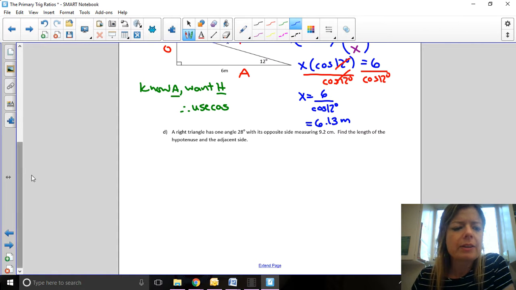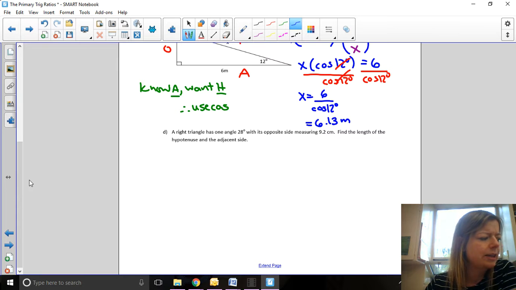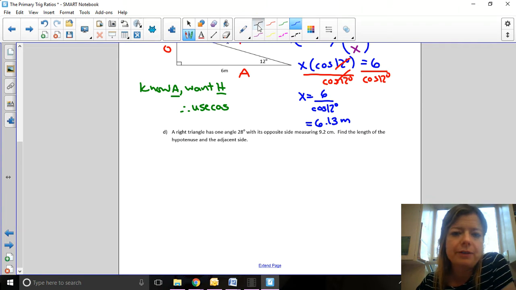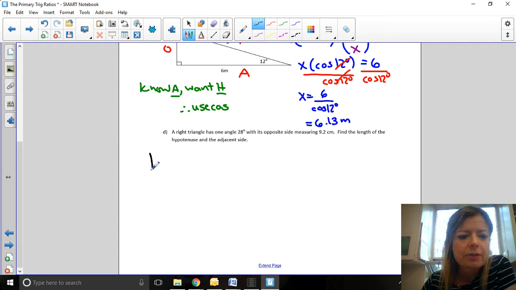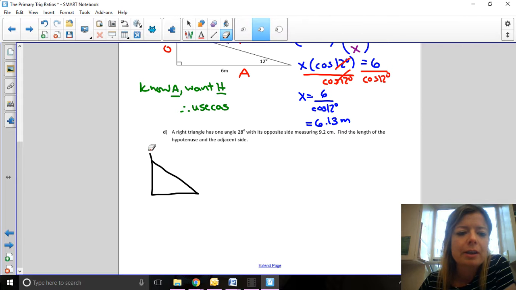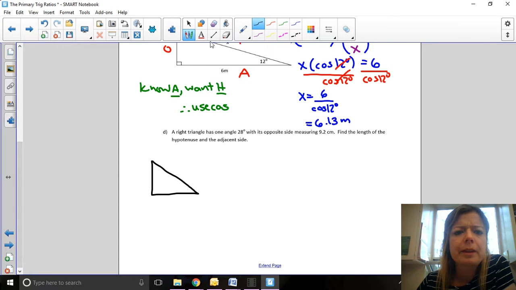All right, and so then the final type of question is when you're not given a right triangle, you have to actually draw it yourself, so it just takes a little extra thinking. So it's a right triangle, so you can draw it with a ruler, as I clearly am not, but that's okay. There we go. Make sure if it's a right triangle, you label your right angle. Has one angle 28 degrees, so you label it, it doesn't matter which one, because it didn't give you any information. With its opposite side measuring 9.2, so that's down here. Find the length of the hypotenuse, so here's the hypotenuse, and the adjacent side, so here's the adjacent side, and this is O.